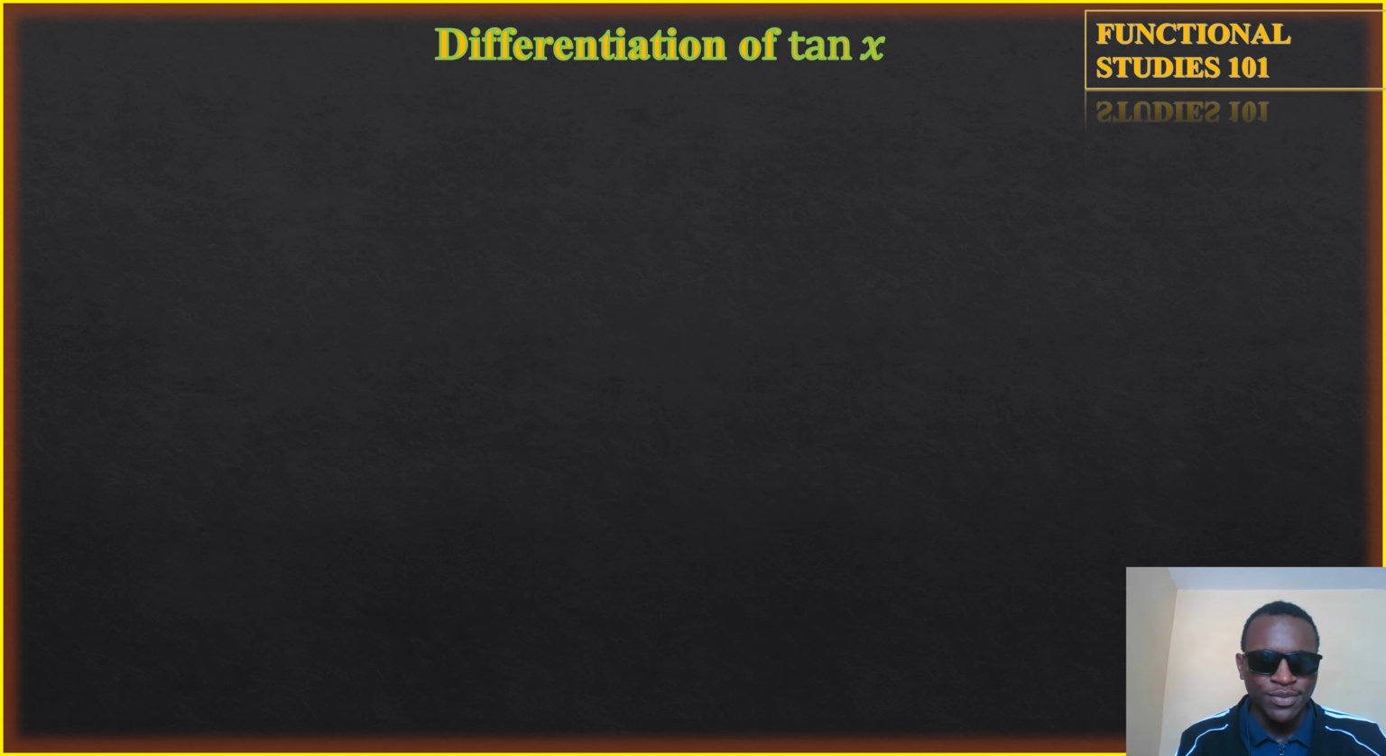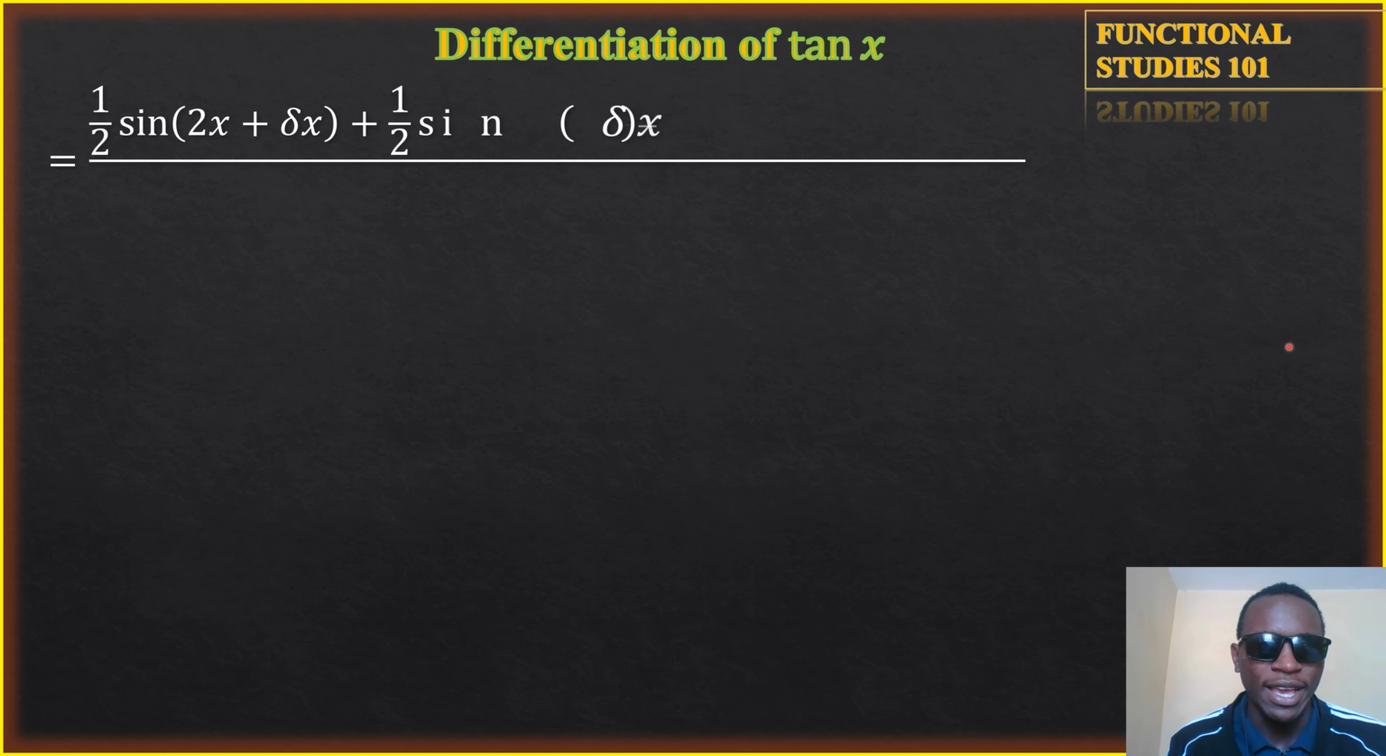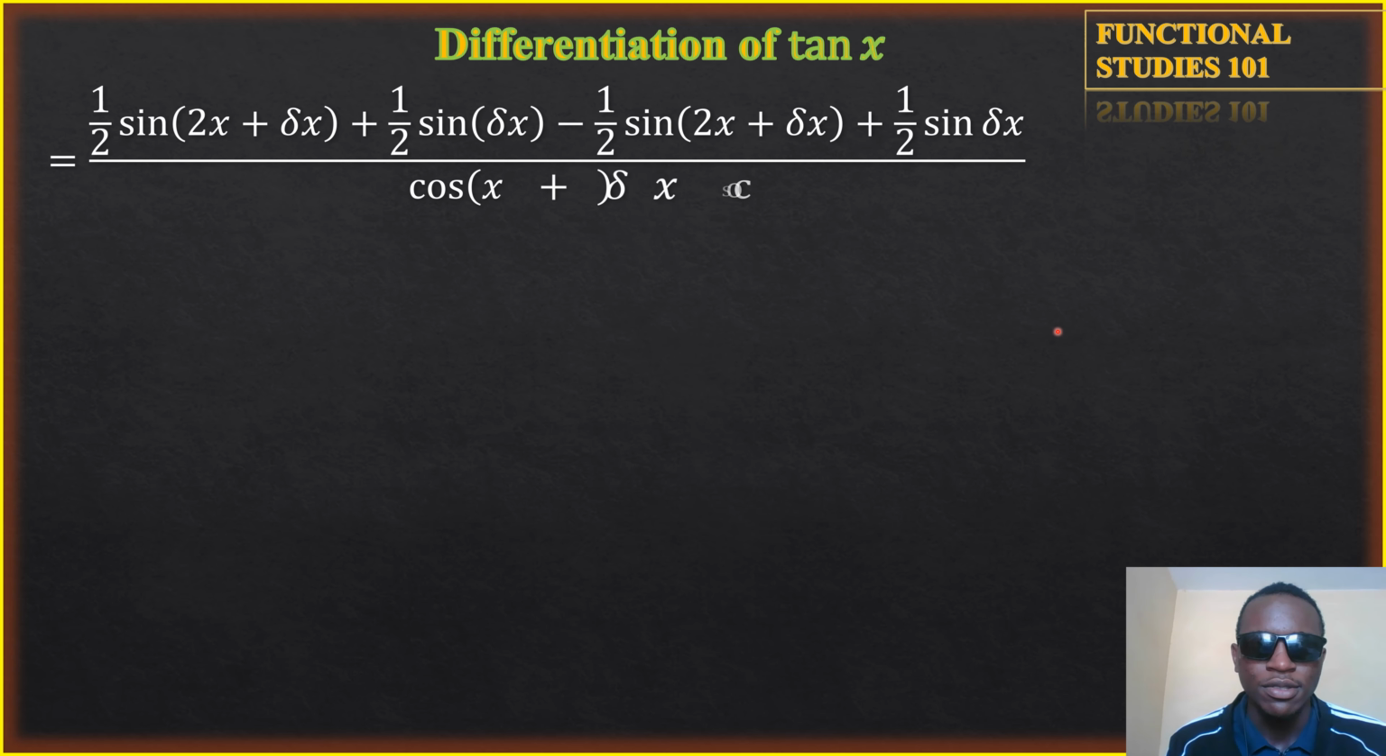Students, I will recopy the identity from the previous slide so that we simplify it together. So doing that, I have this. Now, what you have to notice here is that this first term and this third term are identical. Can you see that? We have half sine 2x plus delta x, then minus half sine 2x plus delta x. It's exactly the same thing, but they have opposite signs, so they will cancel out each other.